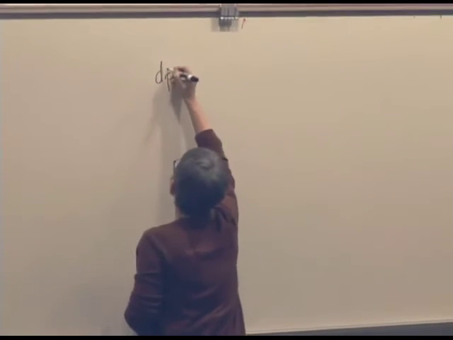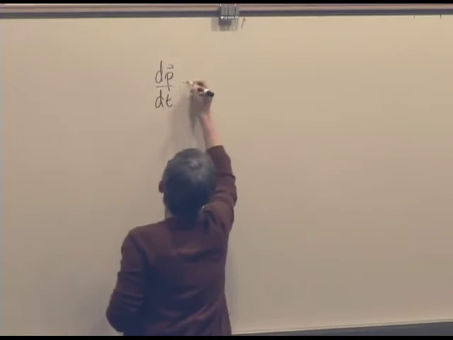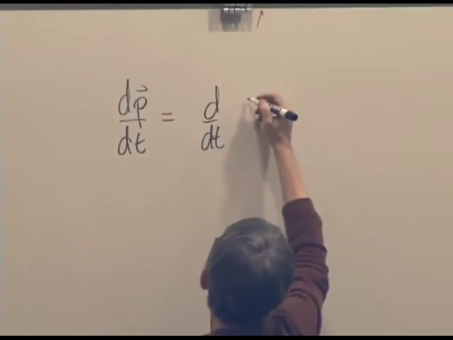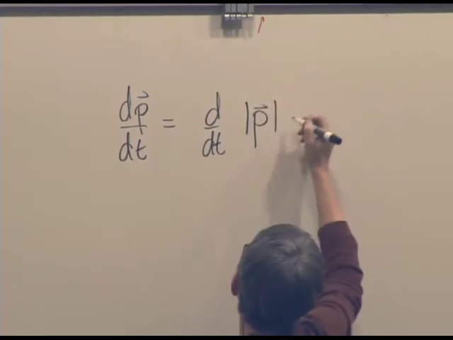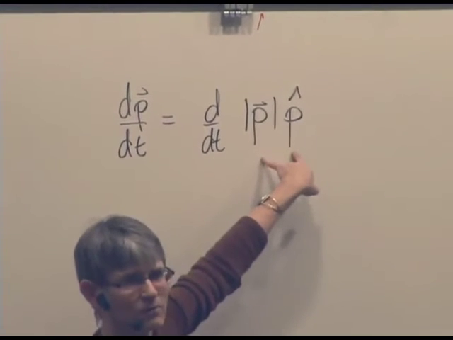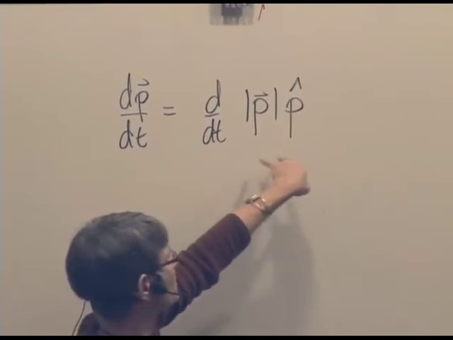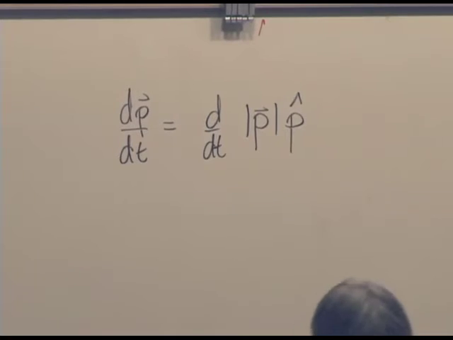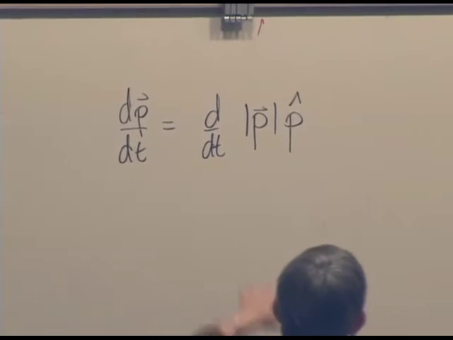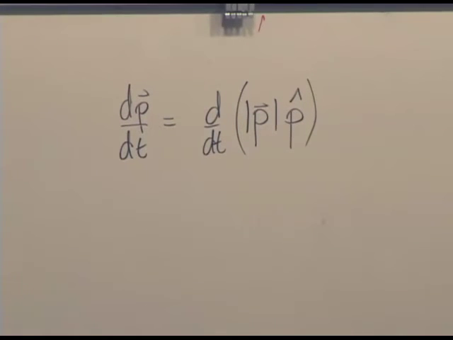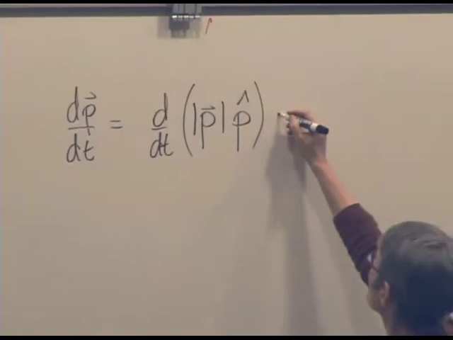Note that we can write the rate of change of momentum as the time rate of change of the product of the magnitude of the momentum and a unit vector in the direction of the momentum. So we're factoring a vector into its magnitude times a unit vector in its direction. We've done this before. And so this is a product, so we have to use the product rule to differentiate this. And so what we're going to get is two terms.